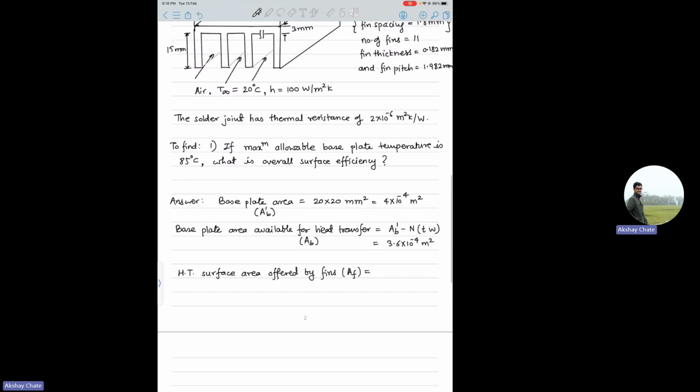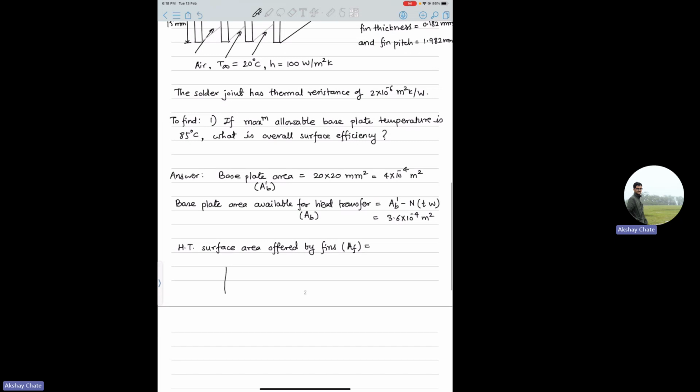Now that is one. And now what is the heat transfer surface area offered by fins? Let's say AF. That will be, you neglect the, this thing. If nothing is mentioned, you can typically assume that it is an adiabatic fin. So, if you take one fin like this, so this is one fin, right?